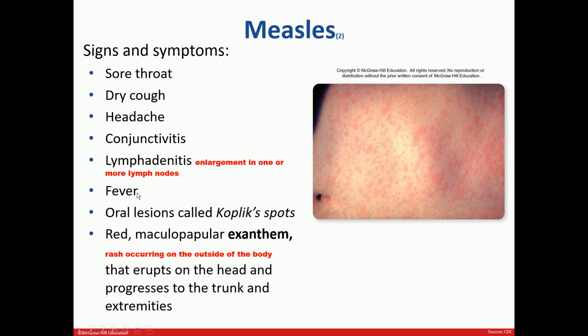People can also get oral lesions, which are called Koplik spots, and people also get exanthem, which is red maculopapular rash. So this is a kind of rash which is occurring on the outside of the body. Usually these kinds of rashes erupt on the head and progress to the trunk and the extremities. So you can see all this kind of rash will appear in measles.